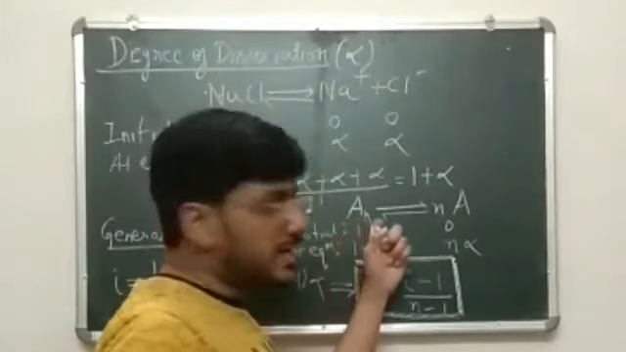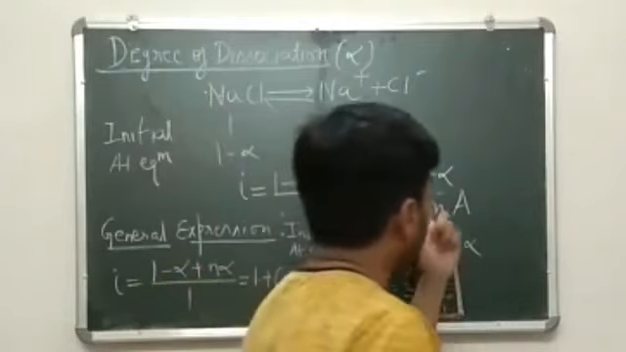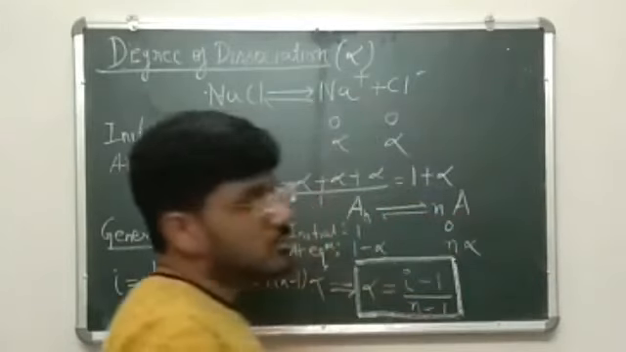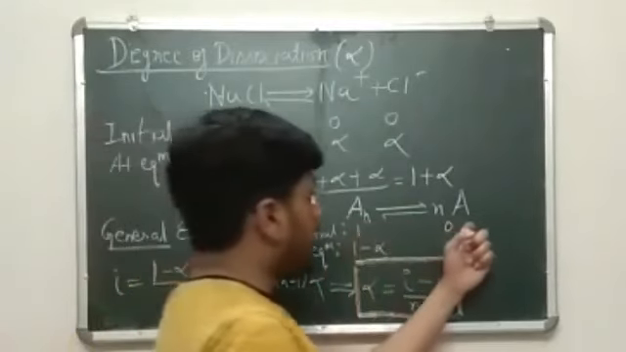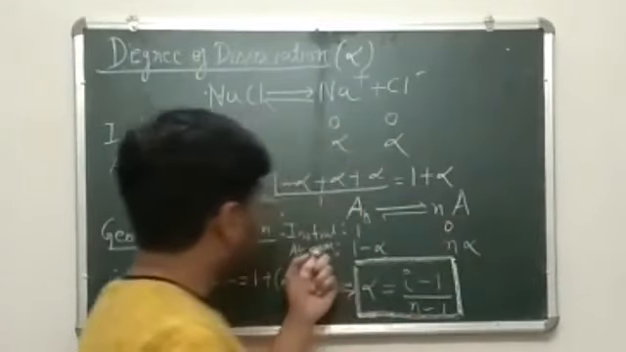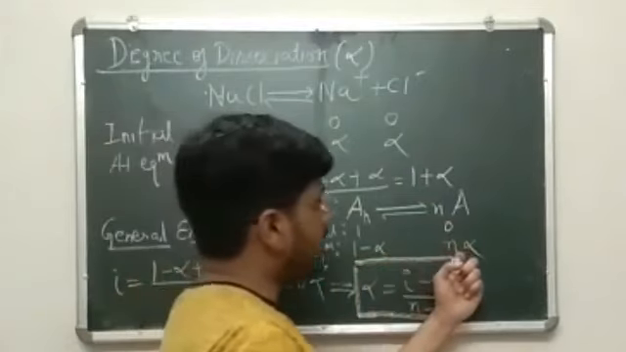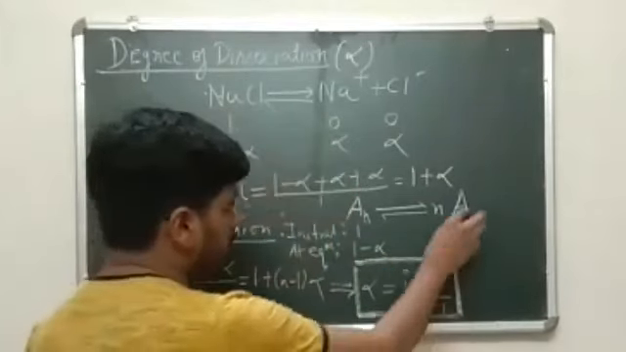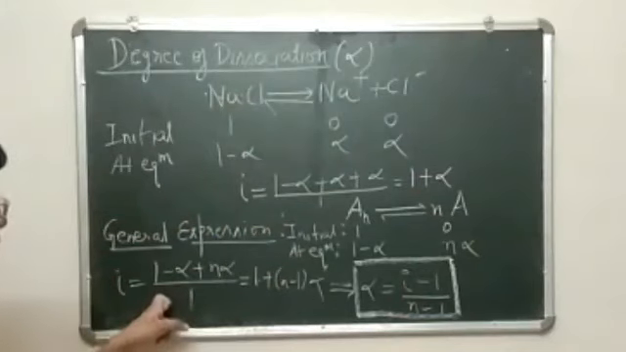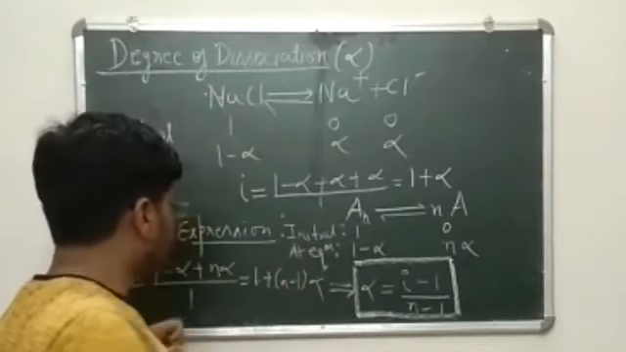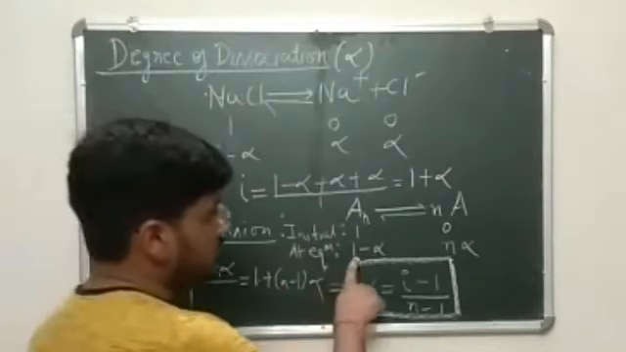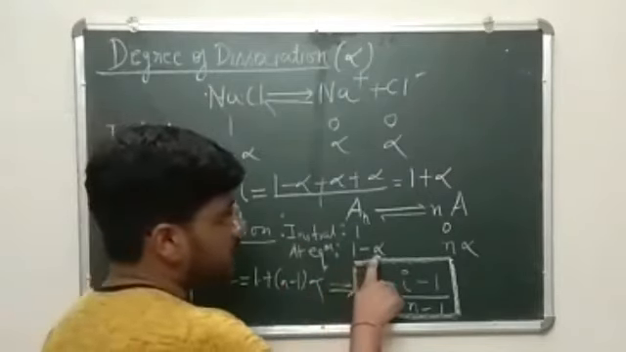Now we will derive the general expression for dissociation. Consider an electrolyte A_nB which dissociates to form n particles. Initially we have 1 mole of the electrolyte and the products are 0. Now alpha mole dissociated to form n alpha particles. Now iota, as we have discussed, is the ratio of the number of particles of solute after dissociation divided by the number of particles before dissociation. So after dissociation we have 1 minus alpha plus n alpha, divided by 1, which is the initial amount.